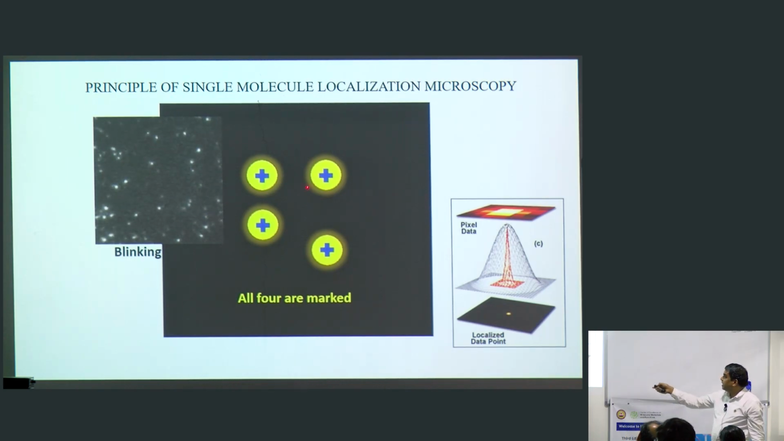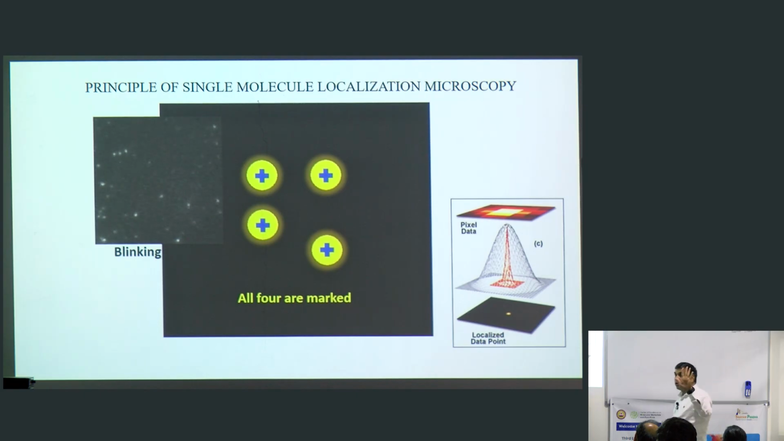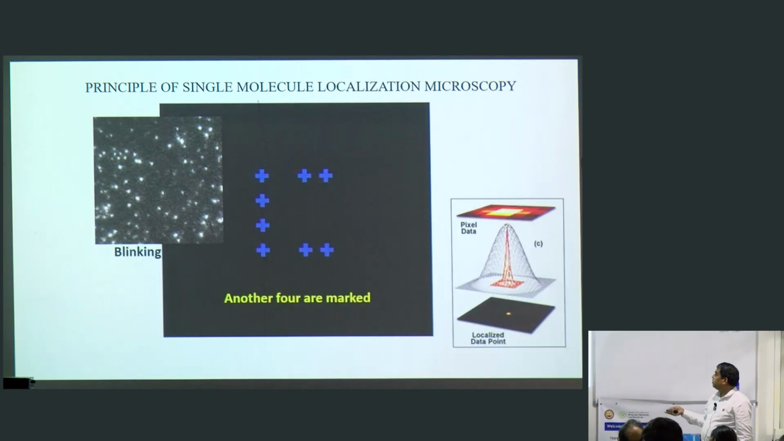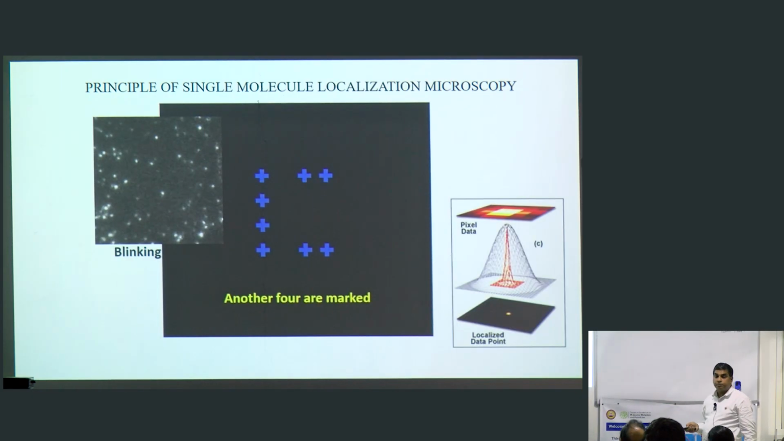So it means that I had this kind of glowing object, and now I have minimized it to this point. I have modified this point spread function, which was 300 nanometer, and now it is reduced to this one. At a certain point of time these 4 are glowing and the others are not. At another point, what will happen? We have marked this one, and at another point these 4 will again be glowing while the others will be dark. In that case, again we can mark them.